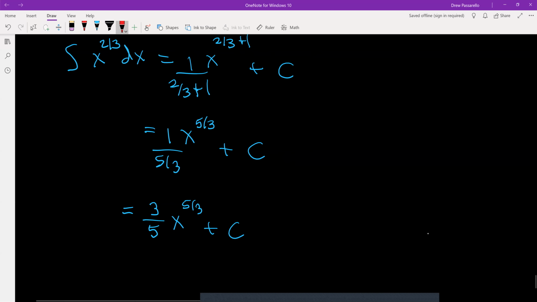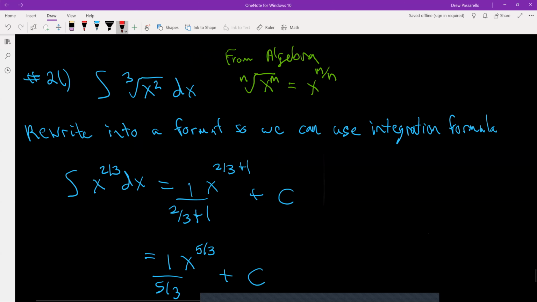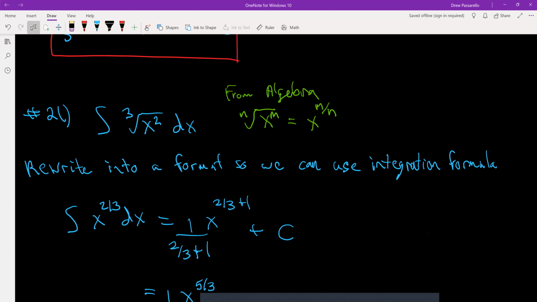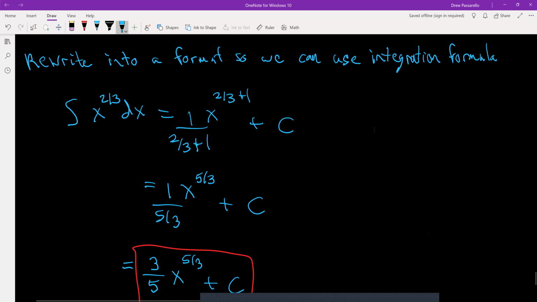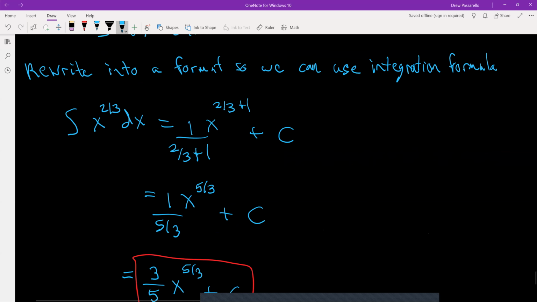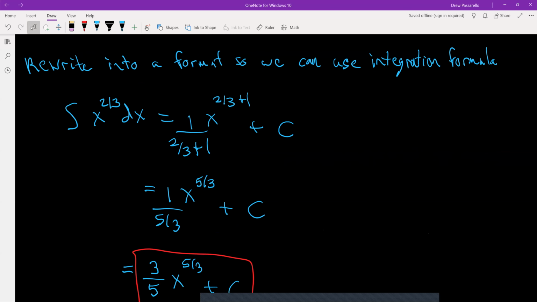All right, so that's going to be it for that one. And really, you just had to know from algebra this rule where you change a radical into an expression that has rational exponents, so that you can use the integration formula we've been using over and over again, where you keep adding 1 to the exponent and dividing by that same value.